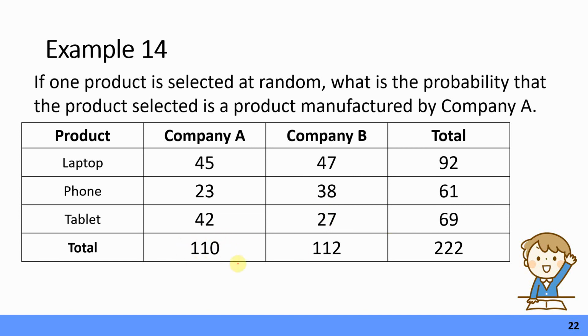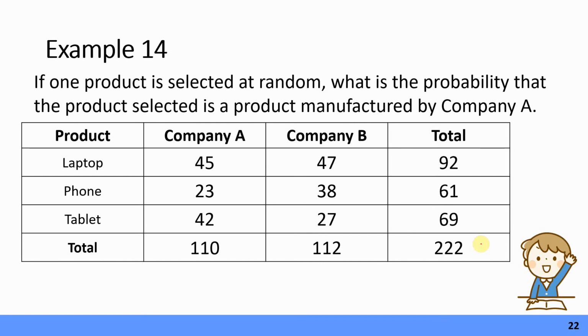So there's a total of 110 products by company A, a total of 112 products by company B, a total of 92 laptops, 61 phones, and 69 tablets. And then the 222 means the total of all products, right? So that's how you read a table. So now that we know the table, let's see if we can answer the question.